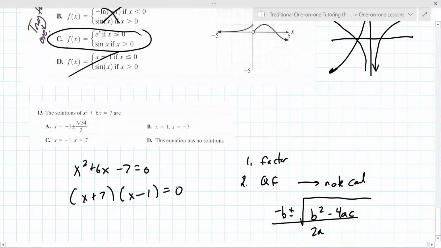equals 0. So this has two solutions, x equals 1, x equals minus 7. Nice. Hopefully they're all like that on there. All right, 14.